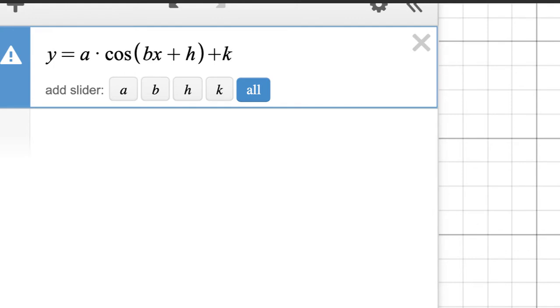How do you do the dot for the multiplication? Just do Shift star. Was it Shift 8? Okay. Everyone is there. No questions back here. All right. So everyone has this typed in correctly. Go ahead and click on that blue button that says all. We're going to add all of those sliders.